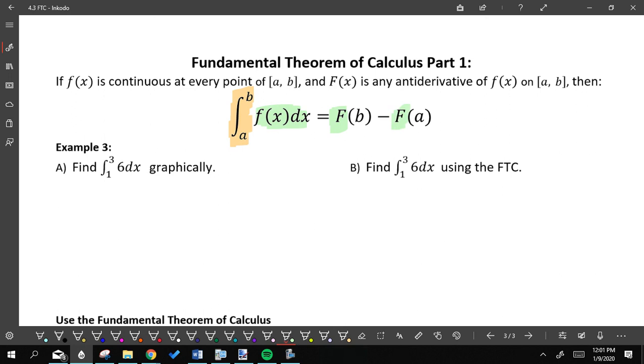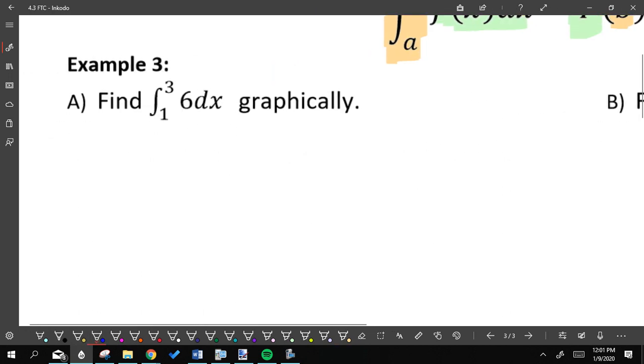Let's show you that graphically and then algebraically. So let's do it graphically first. We are finding the area under the curve of 6 graphically. So let's draw a picture of that. Here's a graph. Here's 1. Here's 3. What does 6 look like as a graph? Boom. Horizontal line here at 6. I'm finding the area under the curve from 1 to 3.